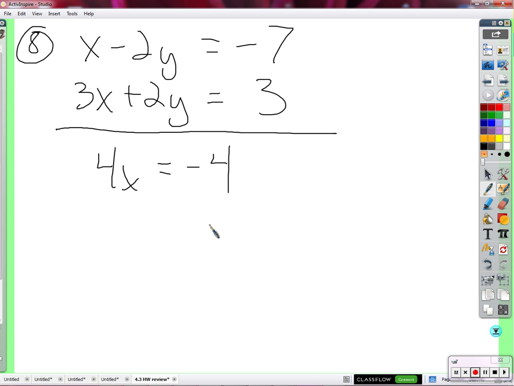Then you divide by 4, and x is? Negative 1. I did that so wrong.